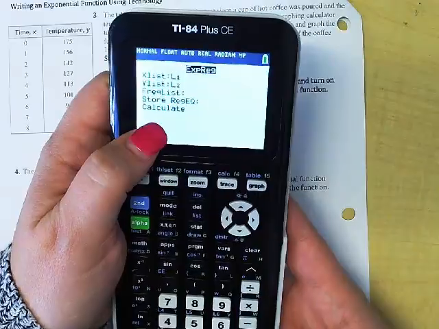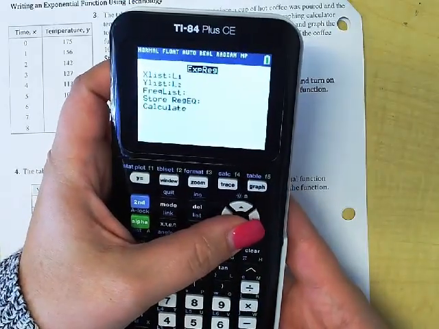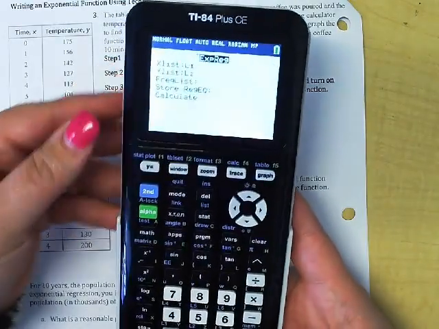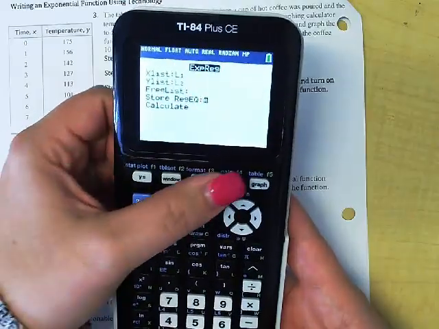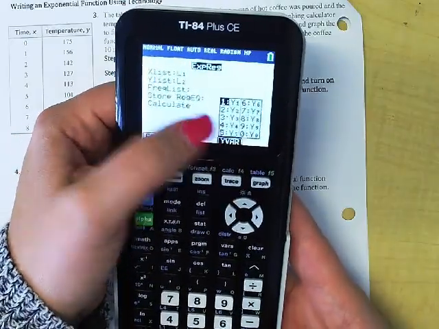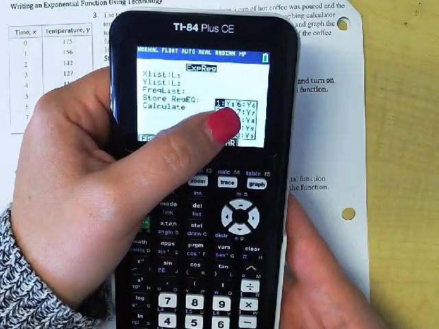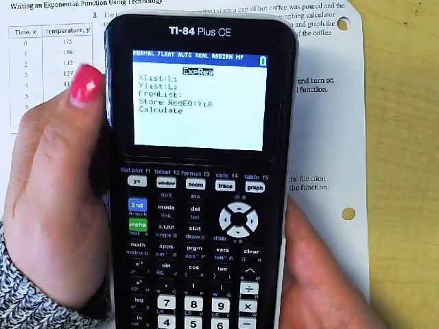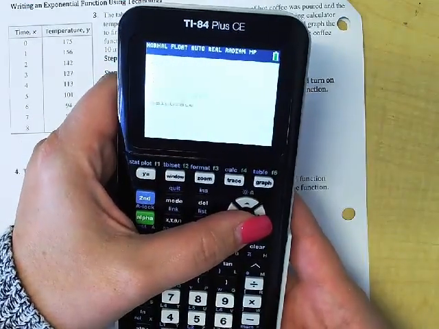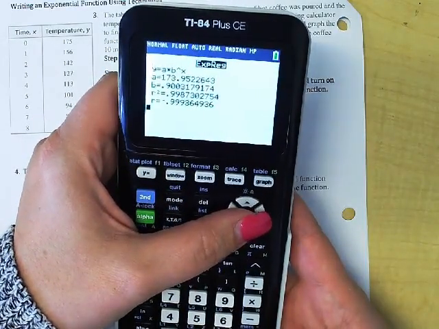Notice this looks really familiar. Everything else really is still the same. I'm going to go ahead and store it like we did before. So I'm going to go alpha trace. That's going to pull up the y equals menu for me. I'm going to say, go ahead and store that for me there in that y1. Okay. And then I can come down and actually calculate what the regression is.